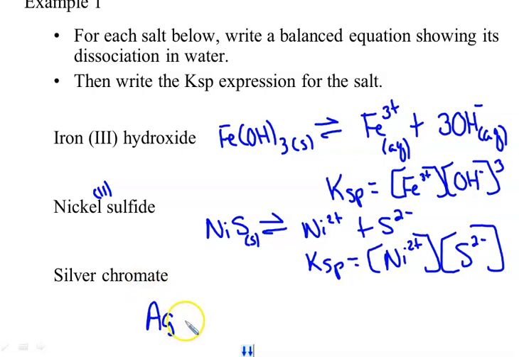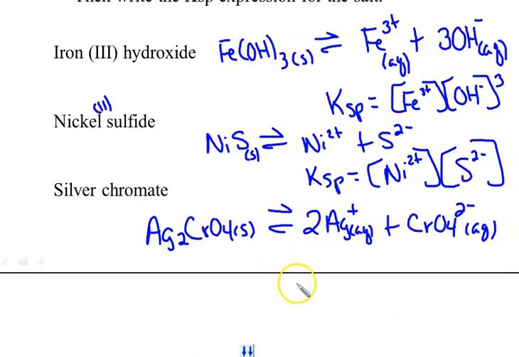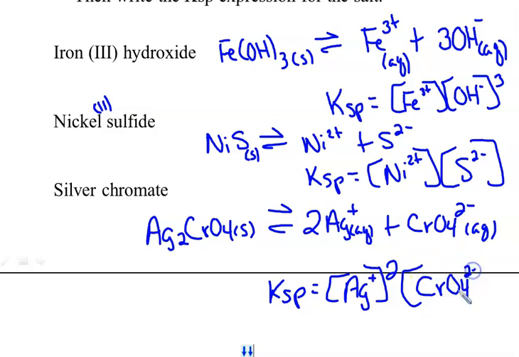Silver, positive 1, chromate is a negative 2. So that's a solid. You're going to end up with 2 silver ions. Silver's a positive 1. And 1 chromate ion, which is a 2 minus. So there is the dissociation equation, and there is the KSP. So the KSP would be silver ions squared times chromate ions. That's just the charge there, raised to the first. And again, you don't have to write to the first. So there's the dissociation equation, and there's the KSP expression. Alright, let's go on and do some math.